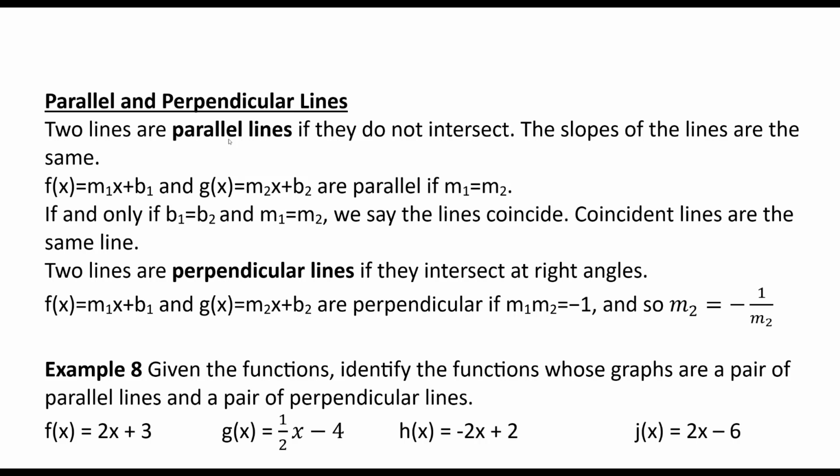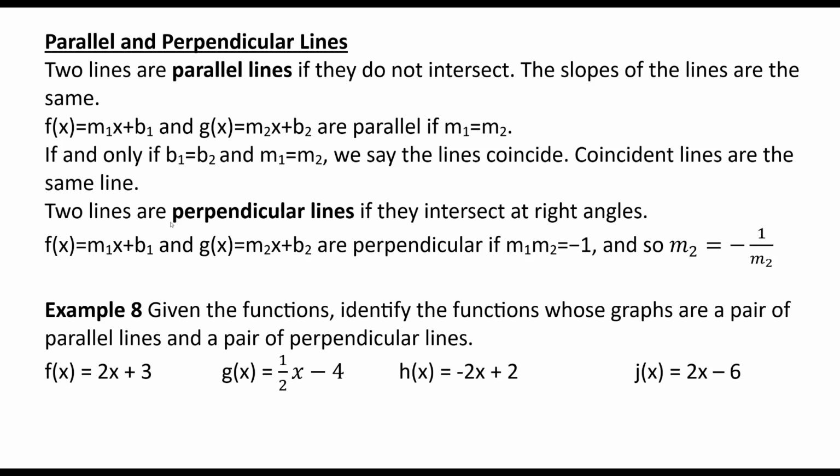Two lines are parallel if they do not intersect. The slopes of the lines are the same. If m1, that m being the slope, m1 times x plus b1 and m2x plus b2 are parallel, they're parallel if m1 equals m2. If b1 equals b2 and m1 equals m2, we say that they're the same line, so they're coincident. I don't know how valuable that part is, but that was in the book.